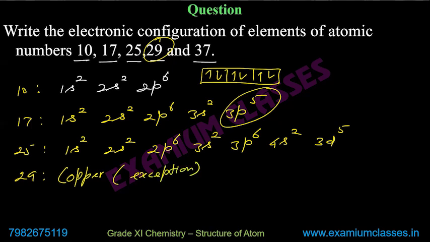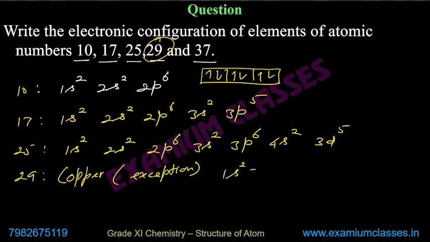Sir, in the 17th one, where you have written 3p5, it is not very stable. But is it possible that it could take one electron from 3s2? No. In this case, these are not degenerate orbitals. The energies are different. That is possible only where the orbitals are degenerate.